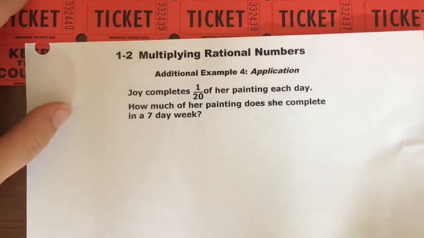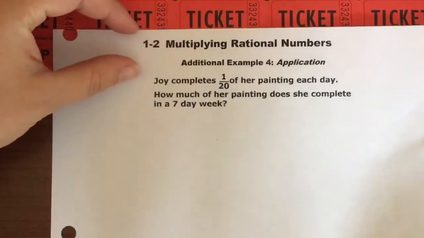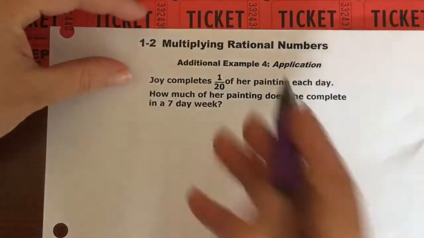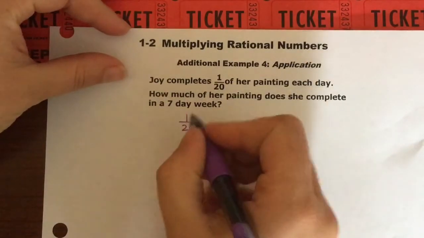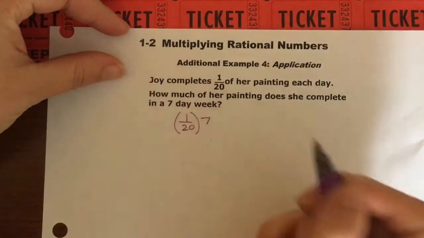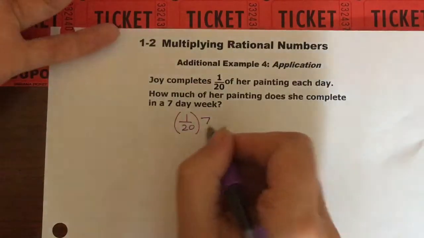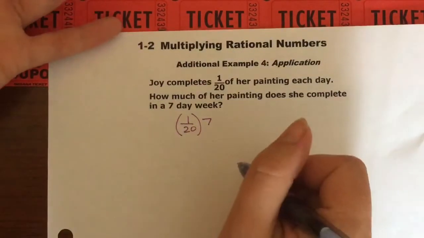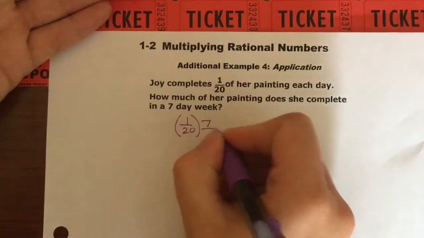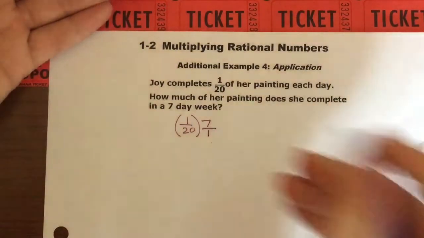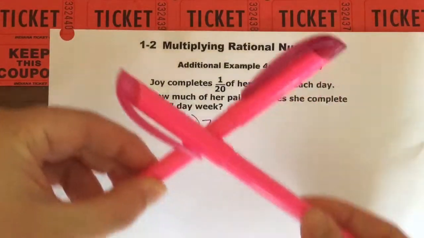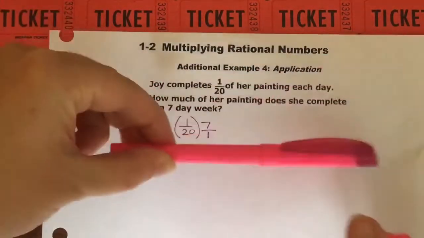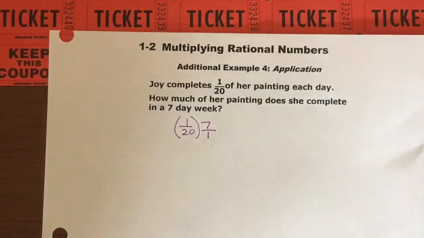So whenever you have something like that, this problem is just representing multiplication. So you're just going to go 1/20 times 7 days of the week. And we're just multiplying fractions. So remember, when you have that 7, you need to make that 7 divided by 1, turn it into a fraction, and then whenever you're multiplying fractions, first look to cross cancel and then multiply across.